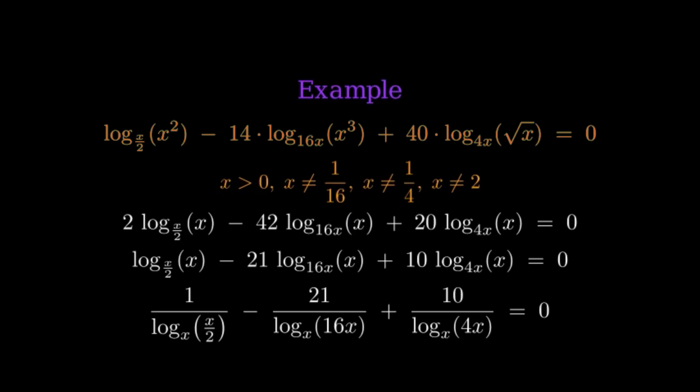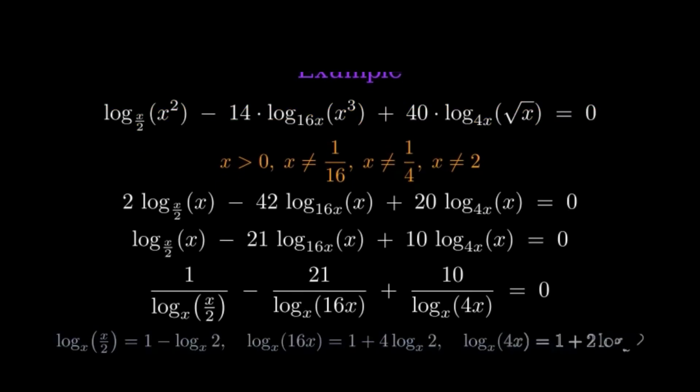Step 3. Expand each denominator using product and quotient rules. Log base x of x over 2 equals log base x of x minus log base x of 2, which is 1 minus log base x of 2. Log base x of 16x equals 1 plus 4 times log base x of 2. Log base x of 4x equals 1 plus 2 times log base x of 2. Substitute these into the equation.